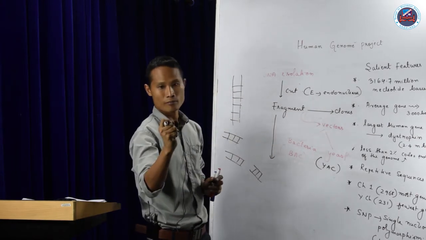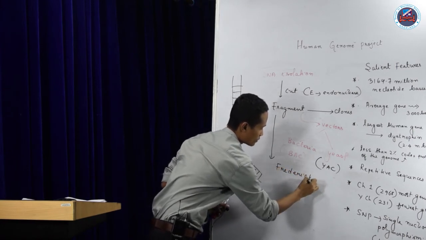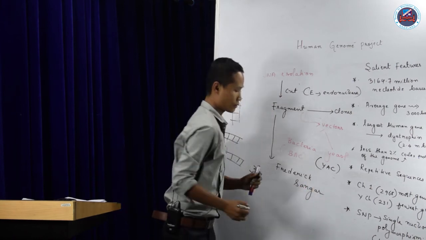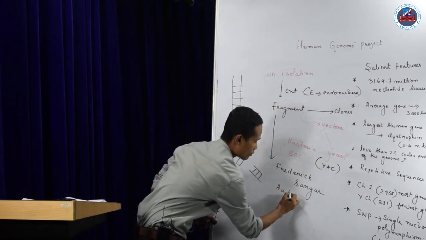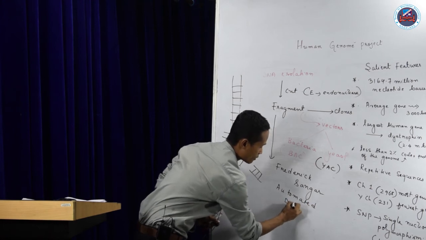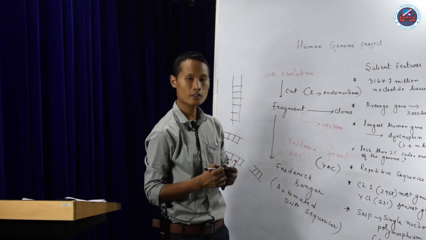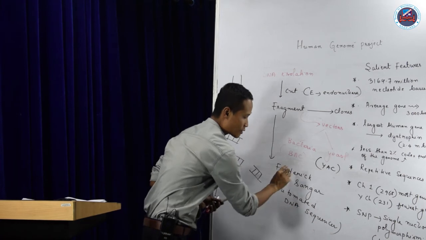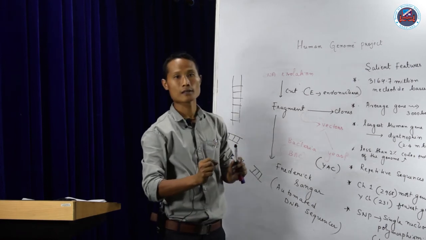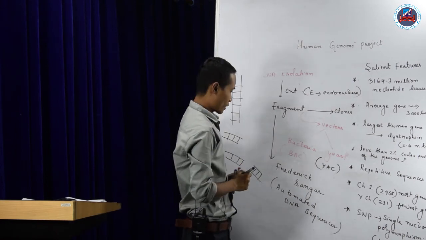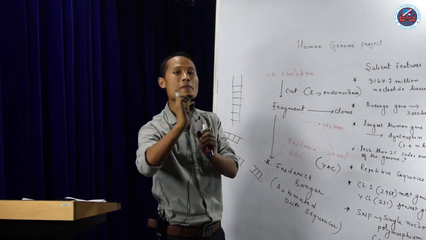Now, it was developed by Frederick Sanger, S-A-N-G-A-R. Frederick Sanger had developed an automated DNA sequencer. The automated DNA sequencer was developed by Frederick Sanger. Based on this, they sequence the DNA. He was also credited for the sequencing of amino acids in protein.